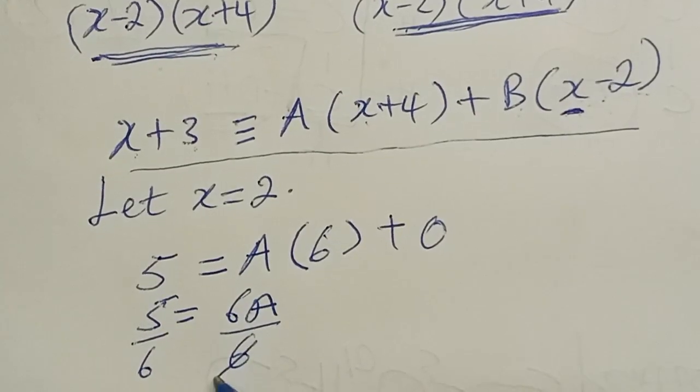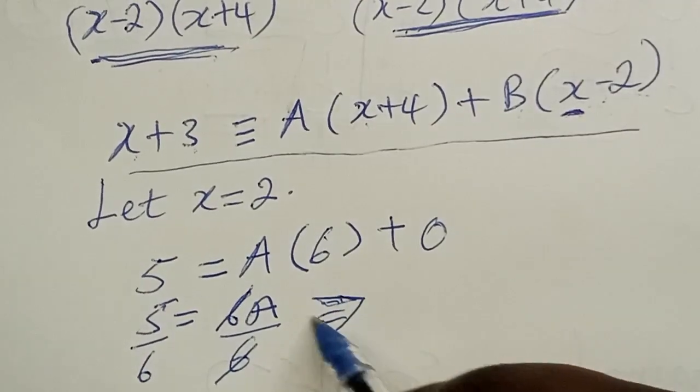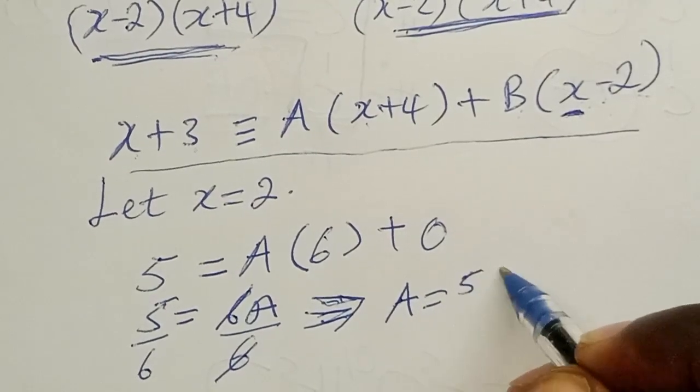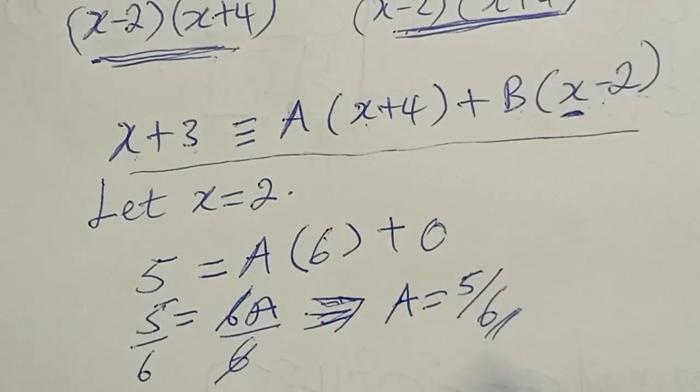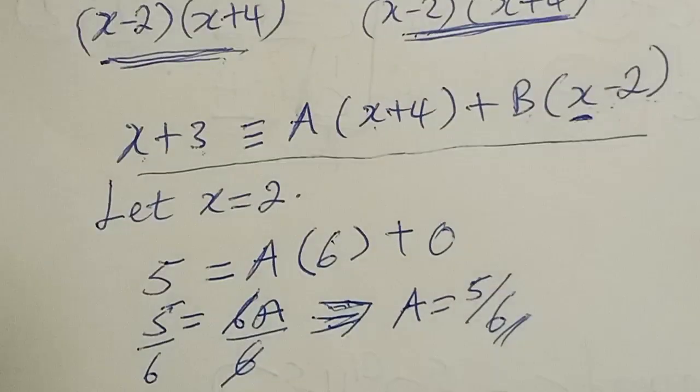So that 6 is going to take off. This implies that a will be equal to 5 over 6. That's the value of a. Now, we need to look for the value of b.